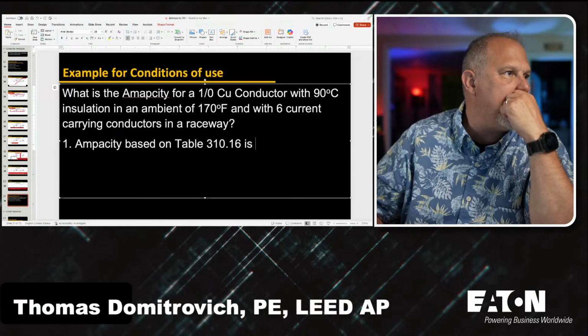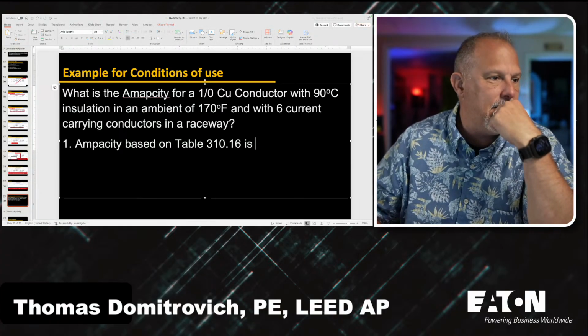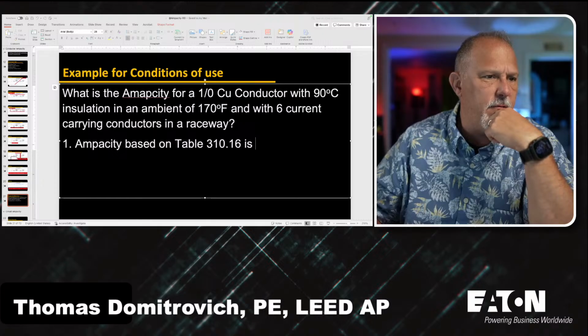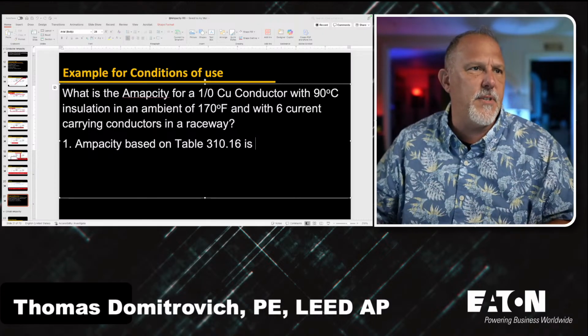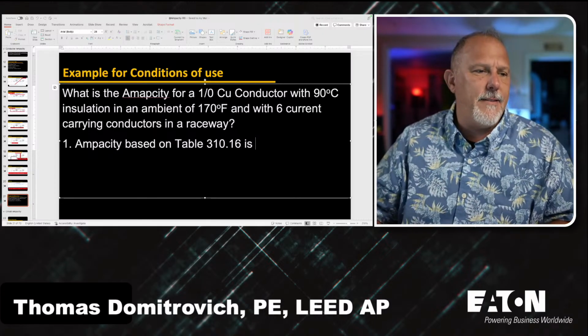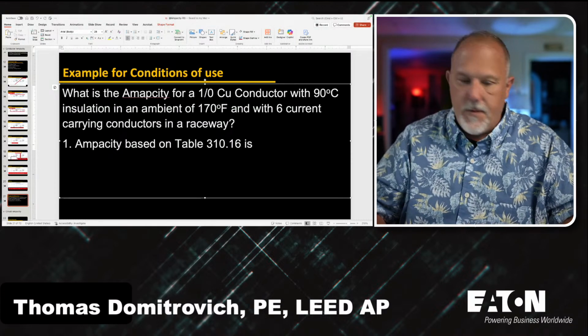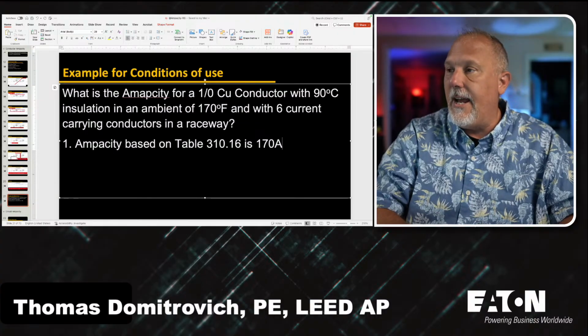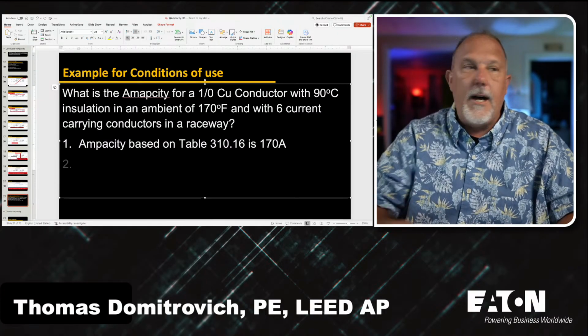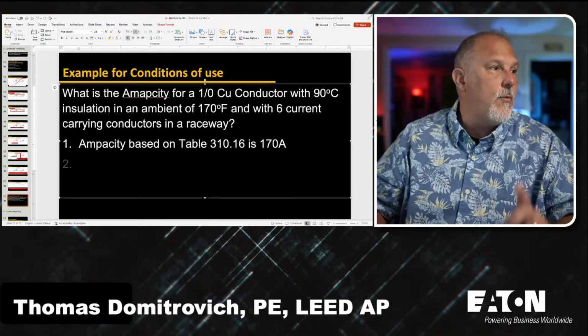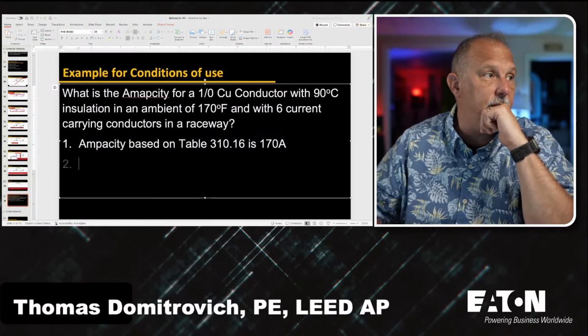310.16 for a 1-aught conductor is 170 amps. 170 amps. We're derating, so I have to go to 310.15.